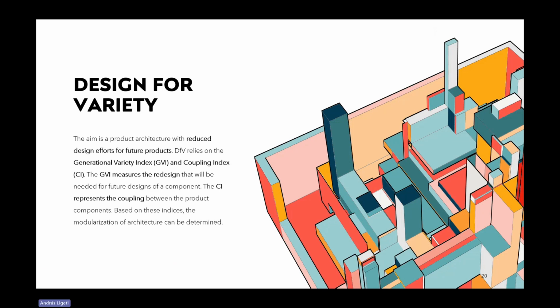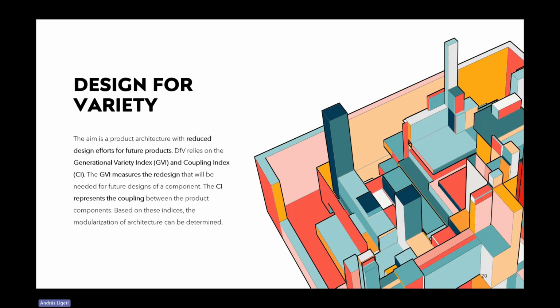First one and the last tool that I would like to introduce to you is the design for variety. The goal for design for variety is reducing the design effort that you have to put into your product if you have to redesign your product from one generation to another one. And basically, the design for variety is using two metrics: the general variety index. This is basically the engineering effort that you have to put into your product if you want to redesign it.